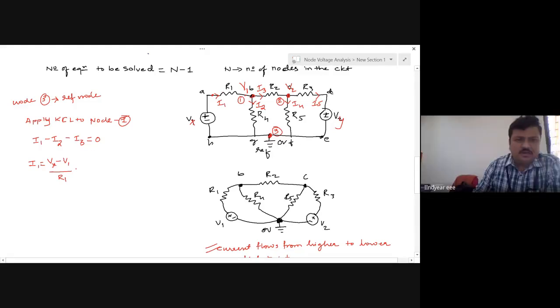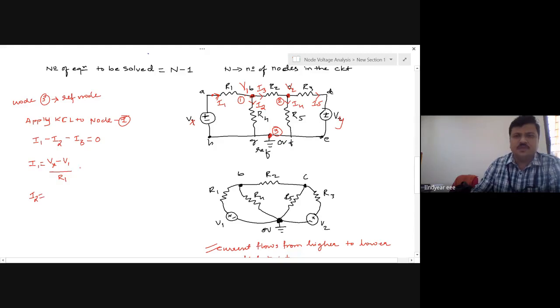So here I1 is Vx minus V1 because see the direction of current I1. It is flowing from Vx to V1. I don't know whether it is from Vx to V1. If this value comes out to be positive, then it is flowing from Vx to V1. If this value comes out to be negative, then it is flowing from V1 to Vx. That is the only thing possible. Current can flow from A to B or B to A. It cannot jump from C to D somewhere.